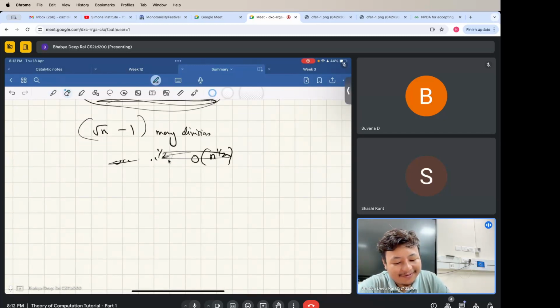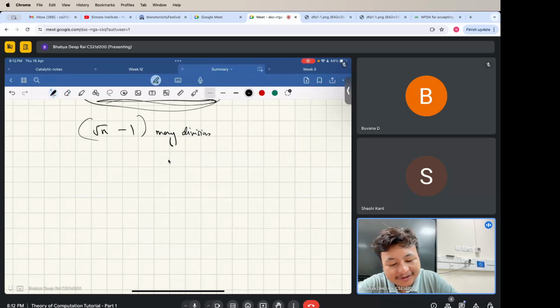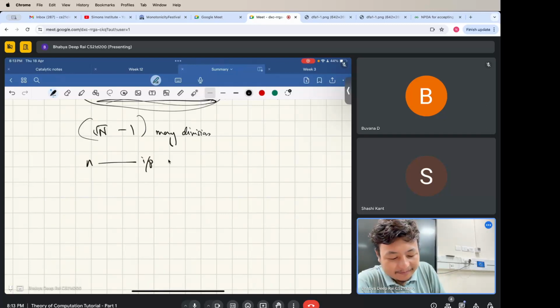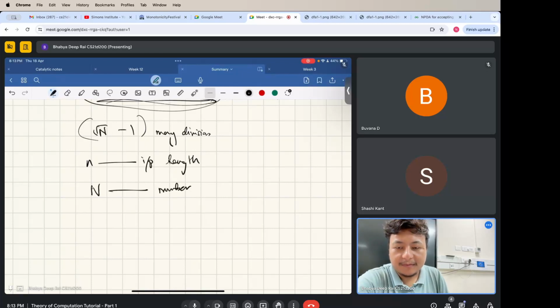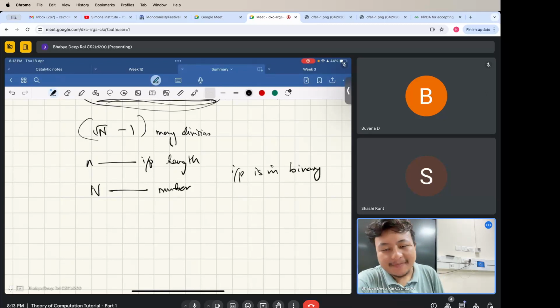It does not perform order root n many divisions. Yeah, it does perform root n many divisions, capital N, but not small n. What I mean by that is, let's say small n is the input size, input length. And what is capital N? Capital N is the number given. But what is the input in? Input is in binary. So if my number N, I need to check whether it's prime or not, is 31.